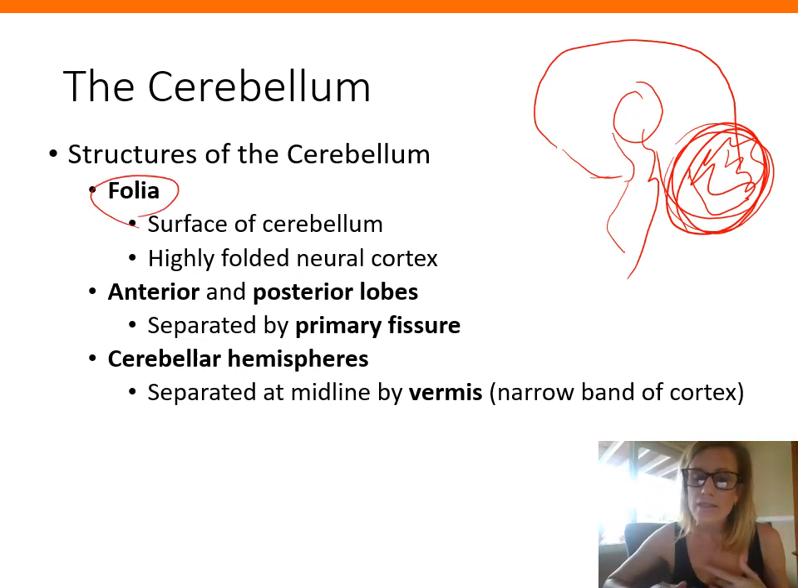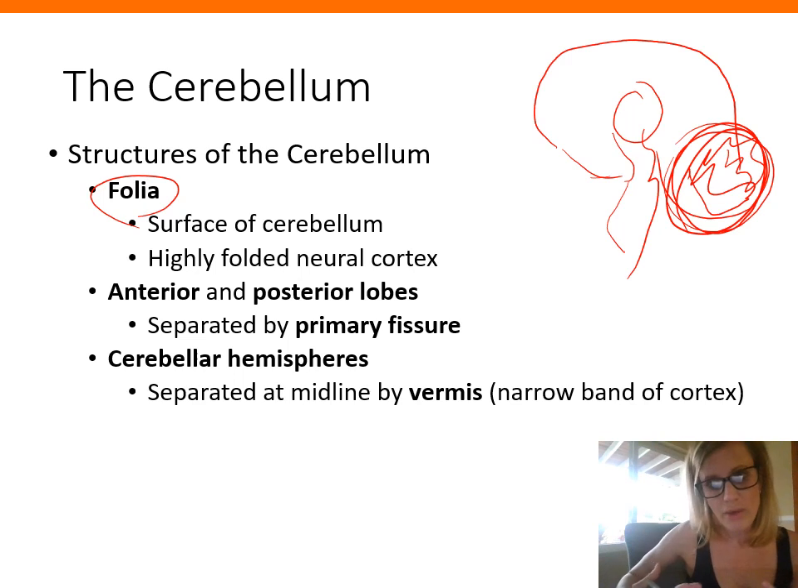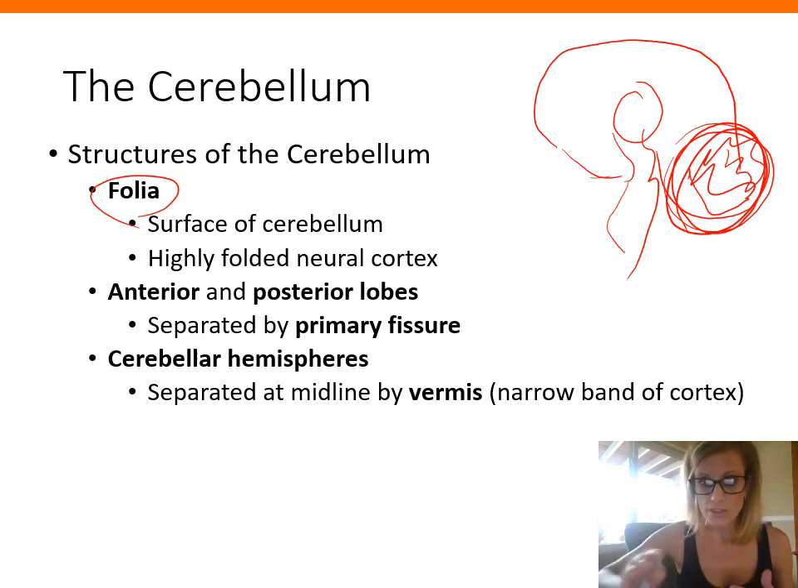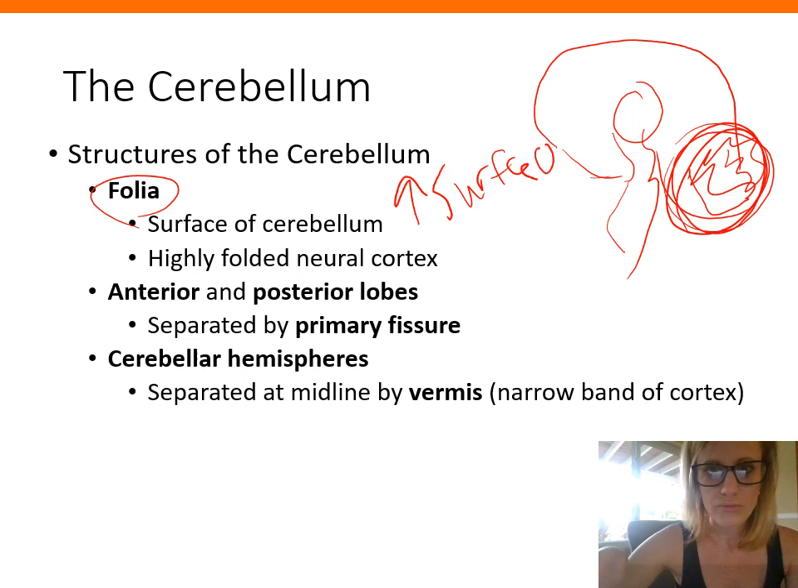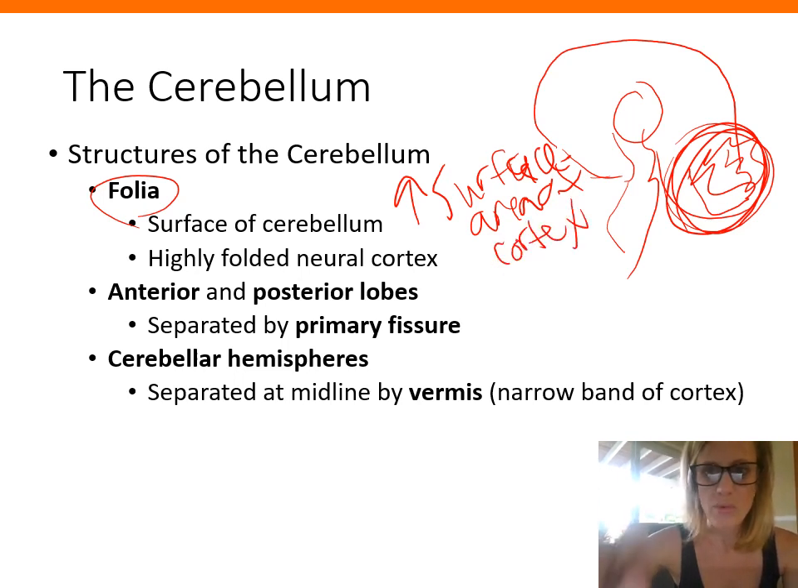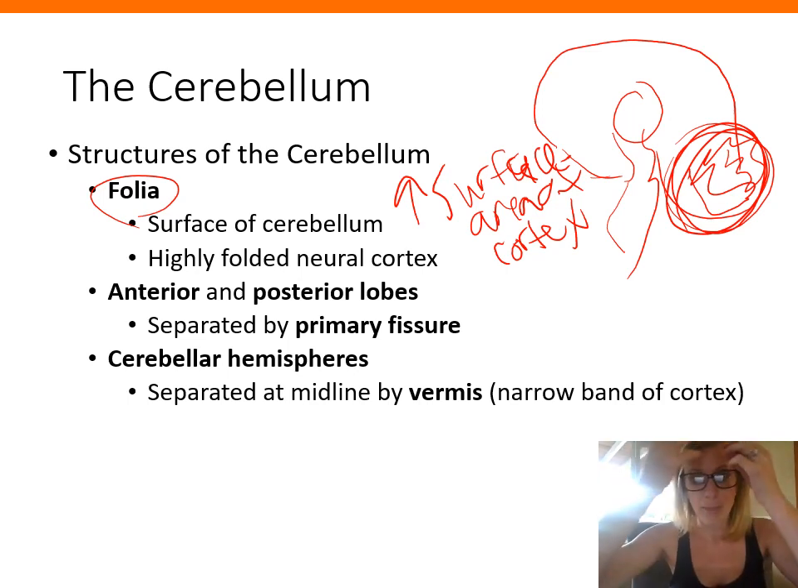The reason that the surface of the cerebellum, the gray matter that's present there, is folded like this, the reason that there are folia present, is to increase the surface area of the cerebellar cortex, which, remember, is the gray matter that's present on the superficial portions of the cerebellum. That's where all of the neuron cell bodies are located.